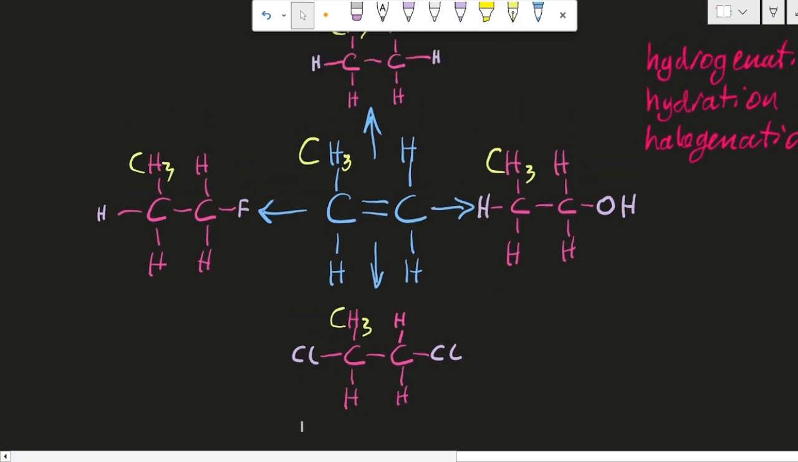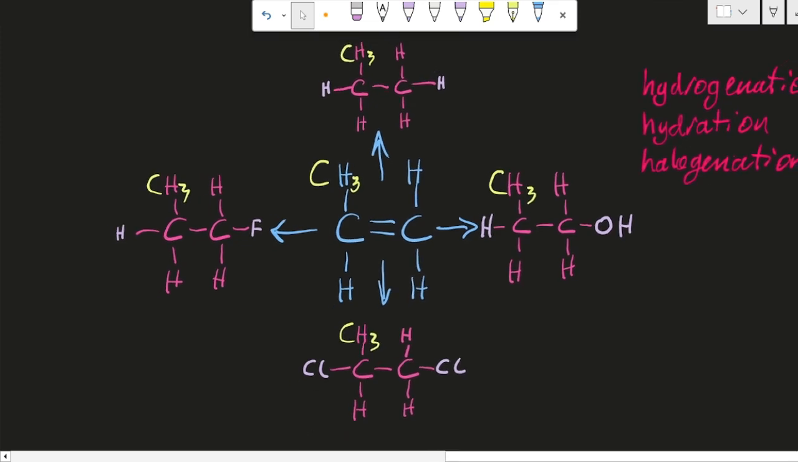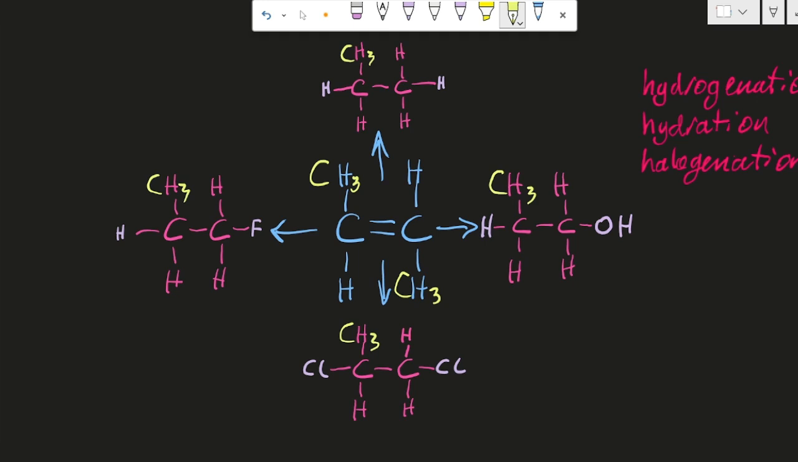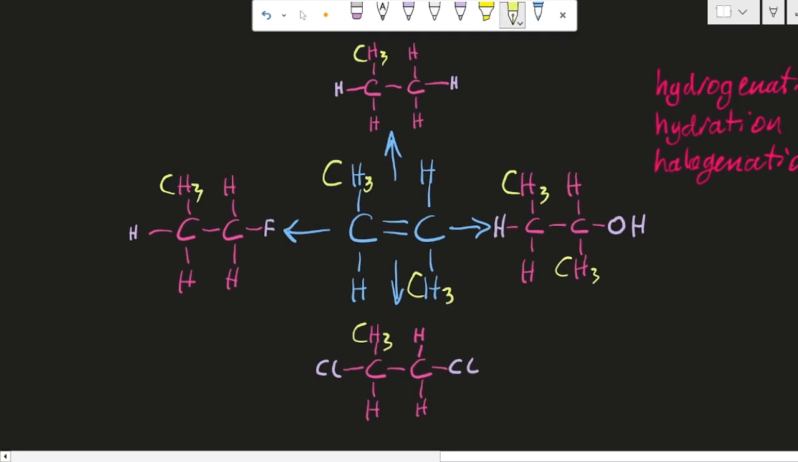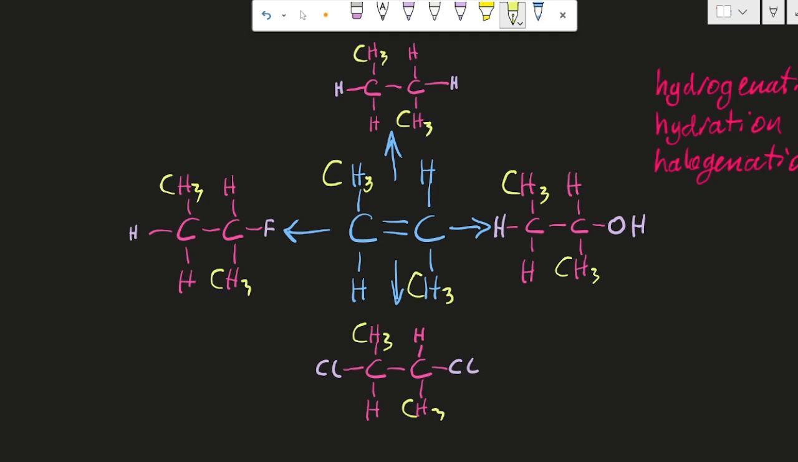They could make it a little more complicated. What if they chose, instead of propene, butene? Well, that's not butene, that's but-2-ene, but that's okay. Just add the cheeky CH3 all the way along, and now you've got the answers for the addition reactions of but-2-ene.